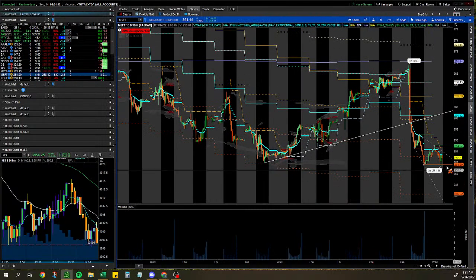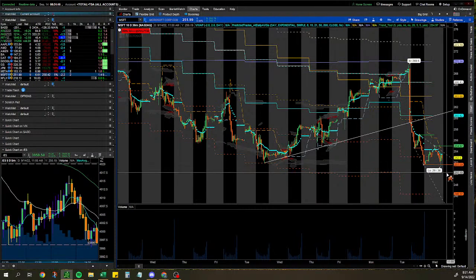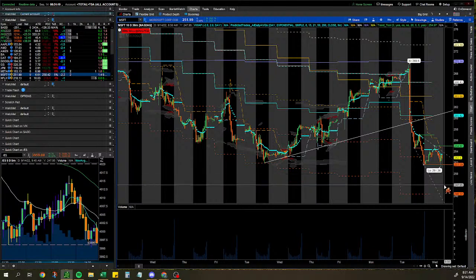If we keep slipping through pre-market low, yesterday's low, 250 first stop, 248, then 246, where that third Keltner sits.